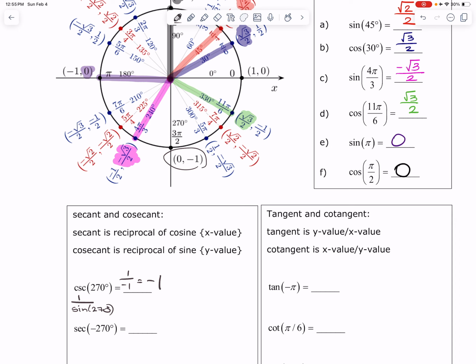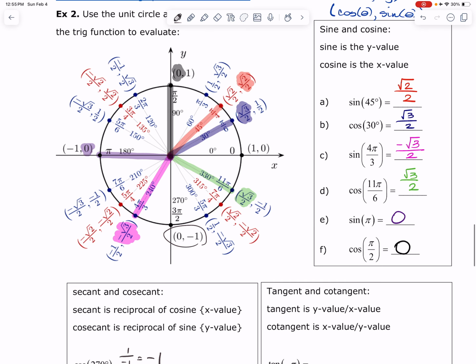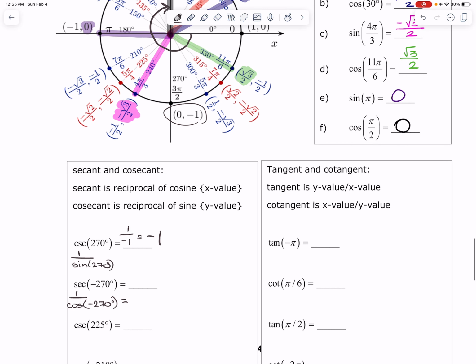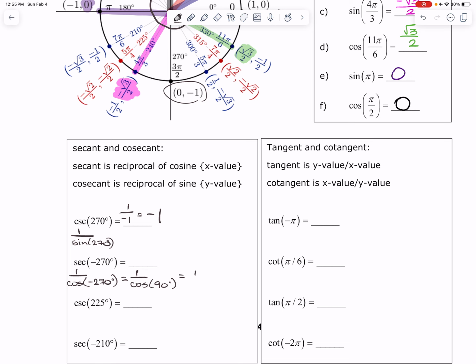Secant of negative 270. Secant is 1 over cosine. I want to point out that if we're going negative 270 up here, there is 90, 180. Negative 270 is the same as 90 degrees. So this is 1 over the cosine of 90. Cosine of 90 is 0. That's not okay. This one's undefined.